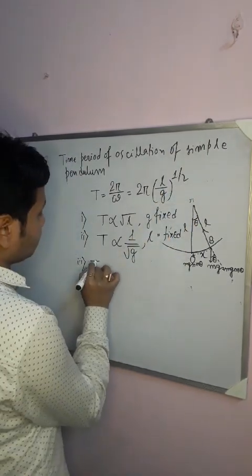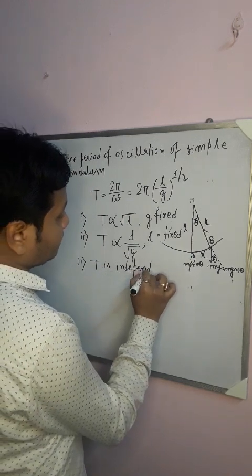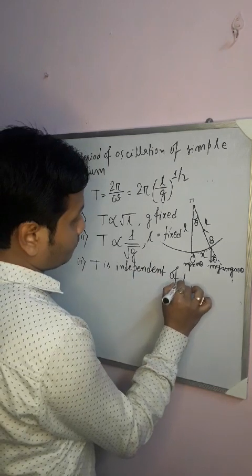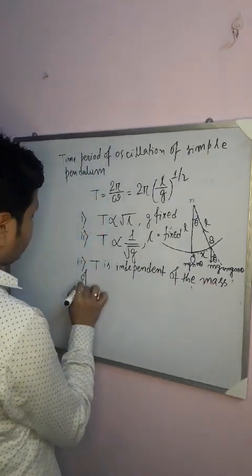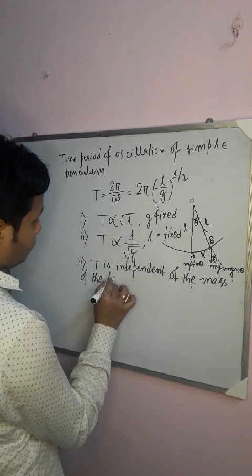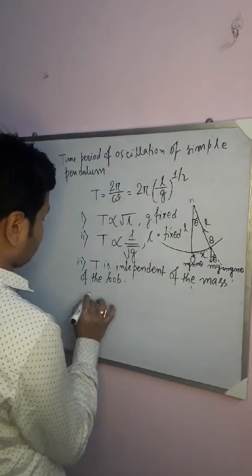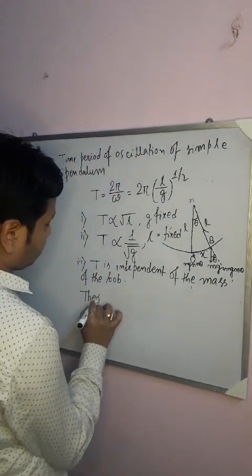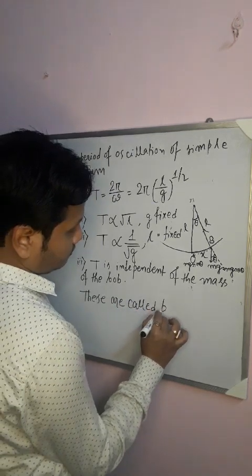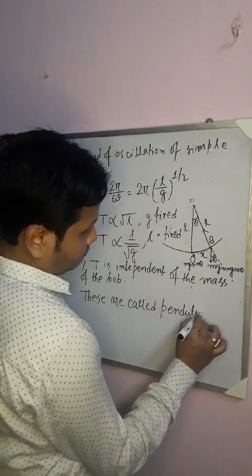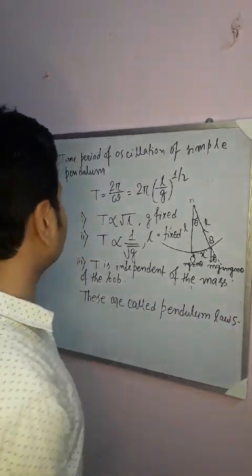That means T is independent of the mass of the bob. Okay, so these are known as the pendulum laws. These are called pendulum laws. Okay, so fine.